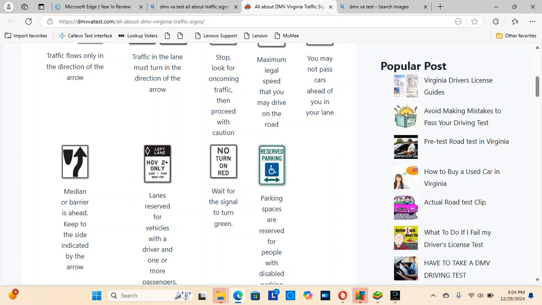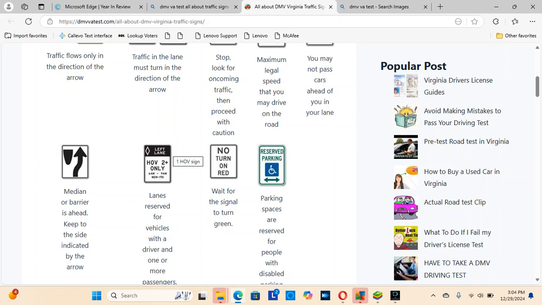This is a median sign known as a keep right sign, and it tells you that you have to keep right of the median, known as the divider. Okay, so when you're entering a highway or you're entering a median, you have to stay to the right-hand side.